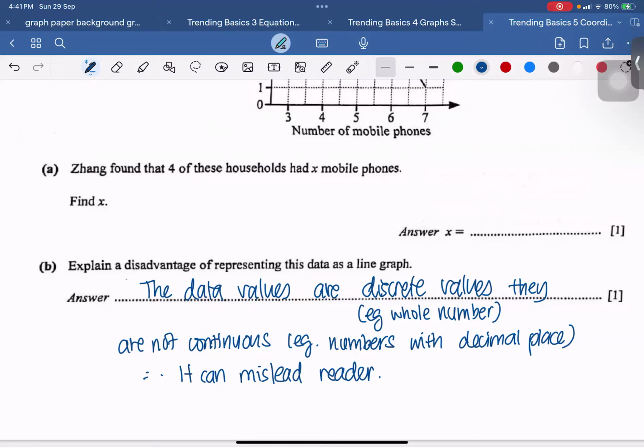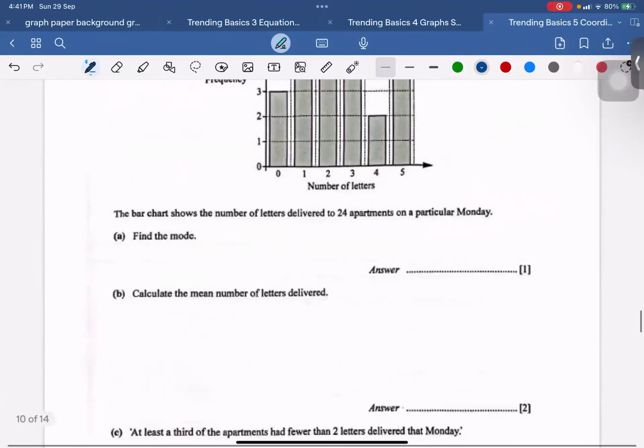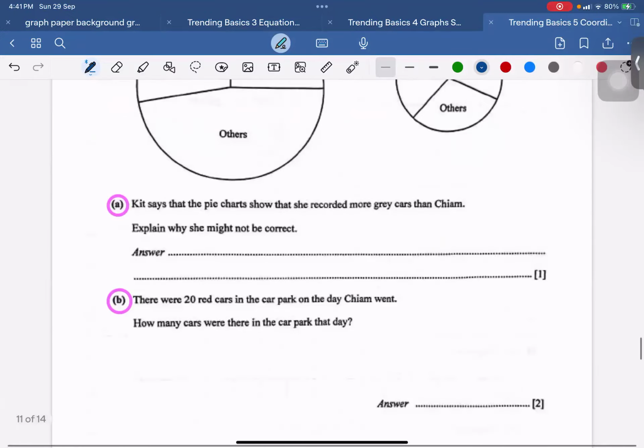But this kind of disadvantage explanation is open to the public. As long as you write something that is logical, the teacher will give you the mark. It's not a standard kind of answer only, so it really depends on how you argue your concept about this. So this one is just for you to take note.